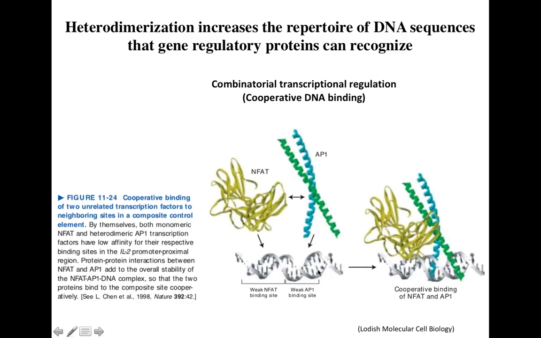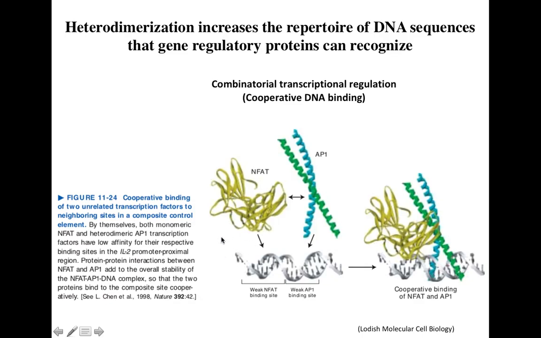activate the transcription. But there could be scenarios where two entirely different transcription factors interact with each other. In this case, we have NFAT and AP1. These two transcription factors interact with each other, what we call protein-protein interaction. Why? Because the binding sites on the DNA are weak binding sites. This is a weak NFAT binding site, and this is a weak AP1 binding site. Both of these transcription factors are involved in the transcriptional activation of IL-2, that is interleukin-2.